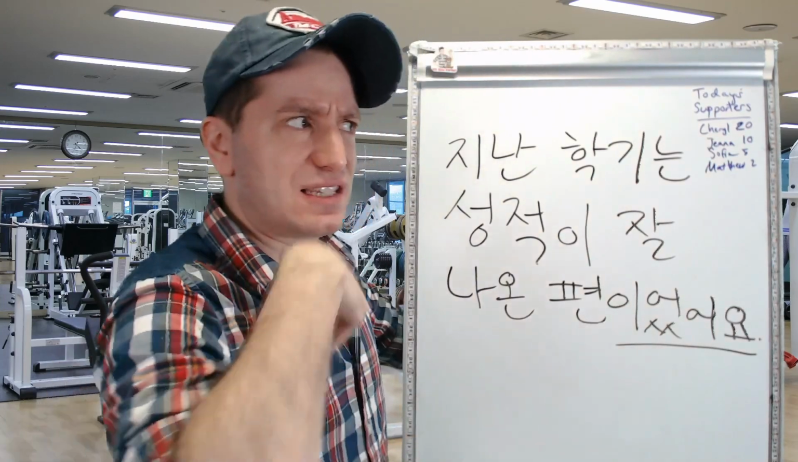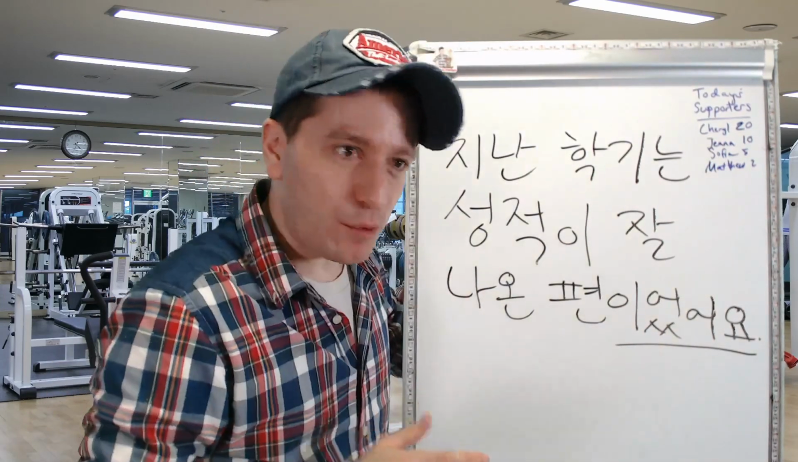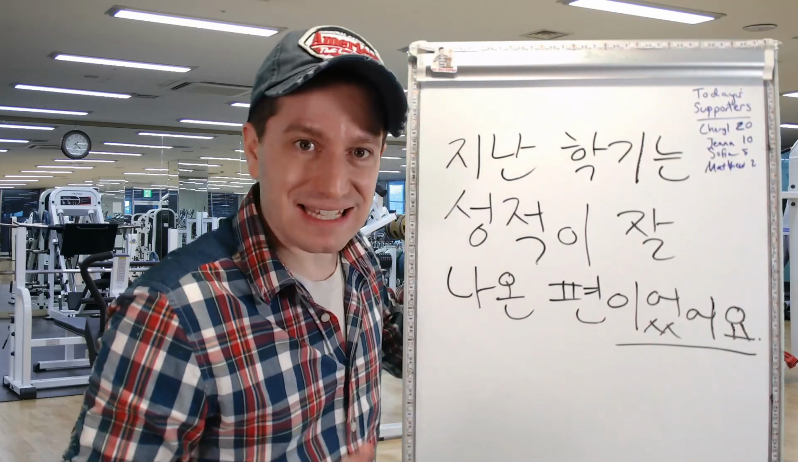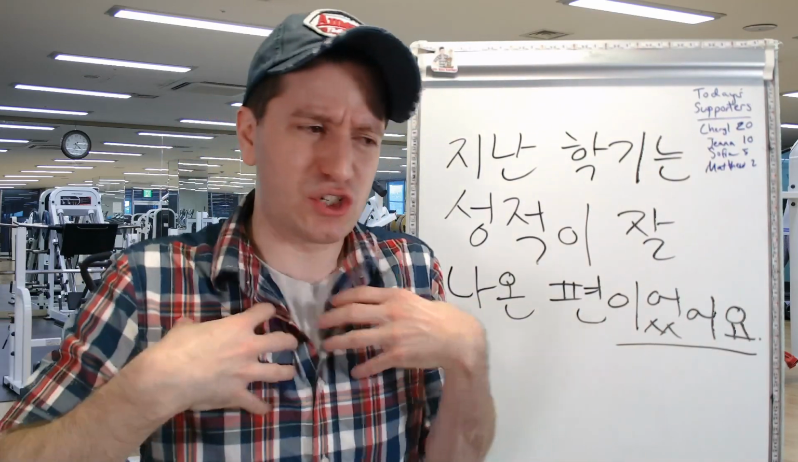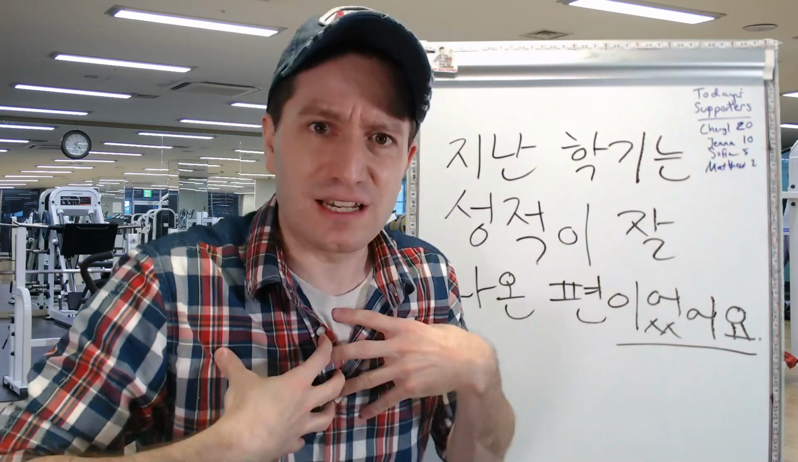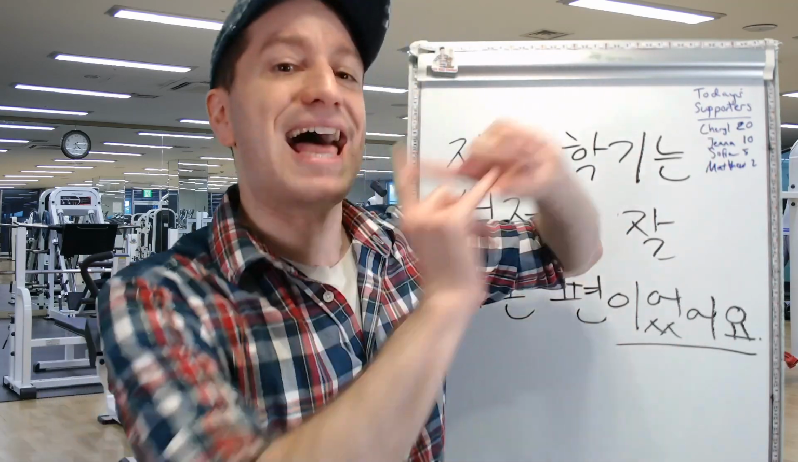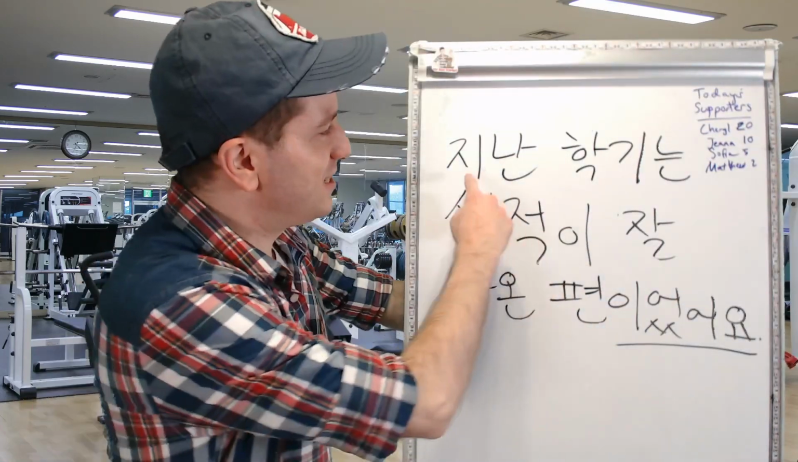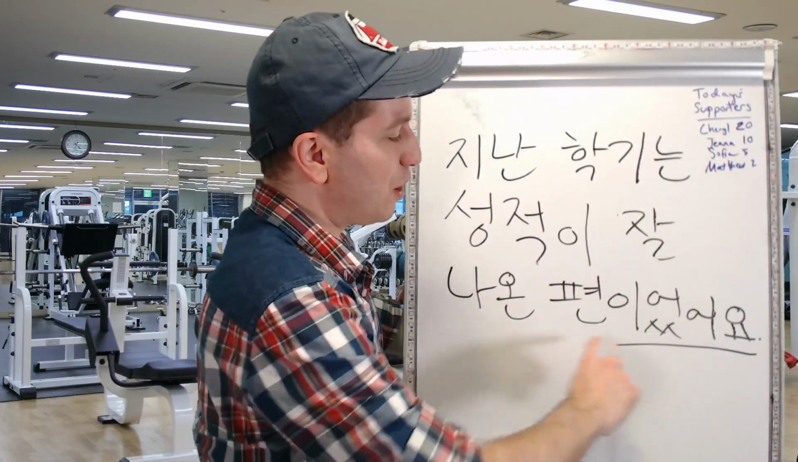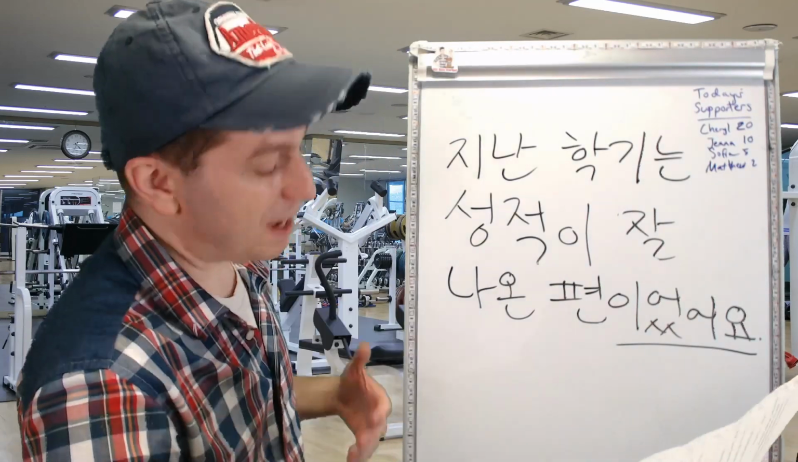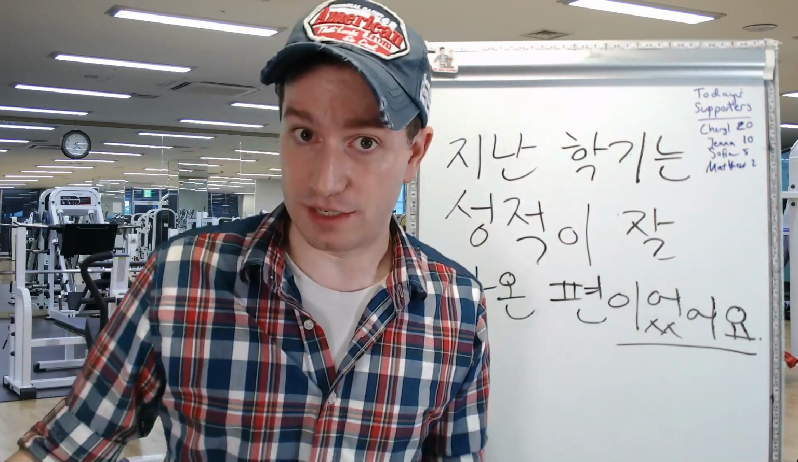Because we're saying this is totally in the past, it's more appropriate to use 이었어요, past tense, because you're talking about your situation. You're talking about your state, the way that you were in the past, not the way that you are. No, this is last semester, completely in the past. 지난 학기는 성적이 잘 나온 편이었어요. So last semester, my grades were relatively good.